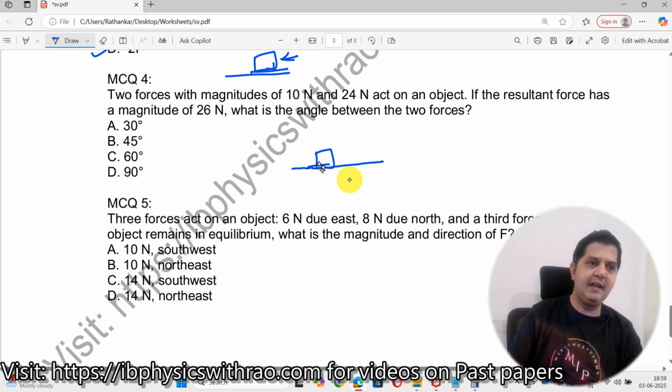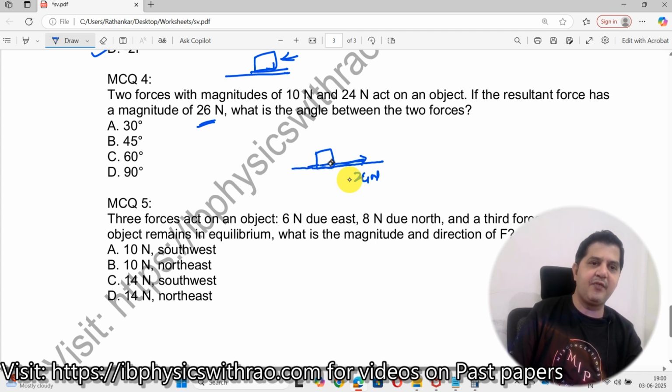Now you see, it cannot be 0 degrees, right? The reason is that 10 plus 24 are not parallel forces. For parallel forces, 10 plus 24 gives 34 Newton, which is not 26 Newton. Let us consider that one force is acting like this, which is 24 Newton. If it is acting backward, then 180 is not possible either.